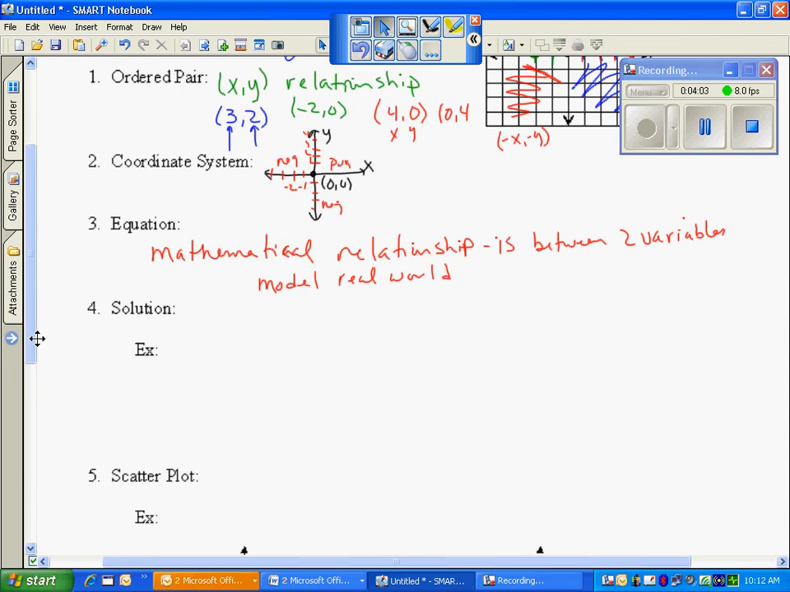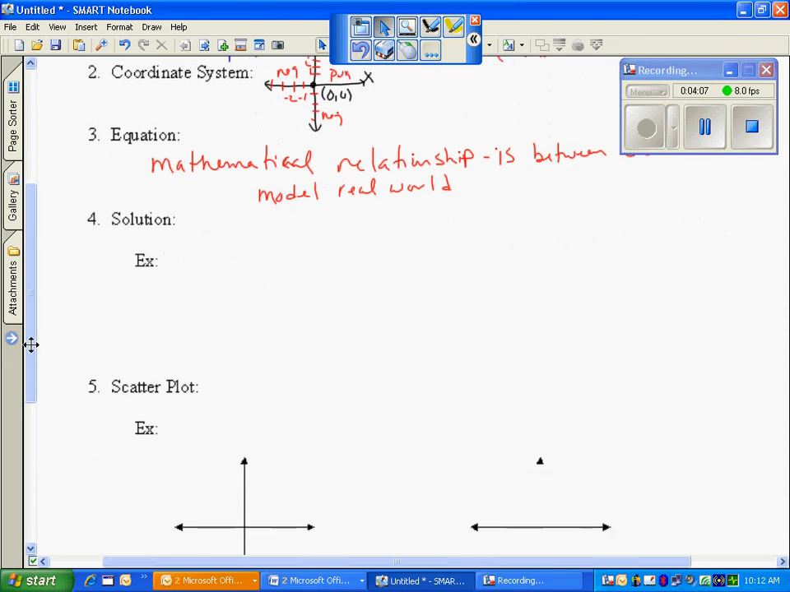So if I have this equation, I might be looking for a solution. And a solution is going to be that ordered pair. And what's it going to do? Well, to be a solution, it's got to make the equation true.